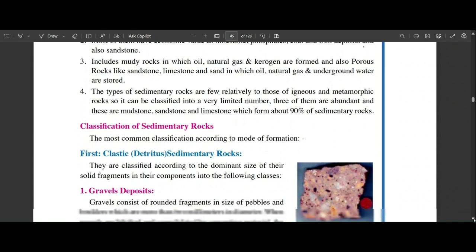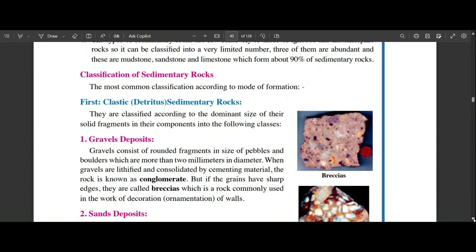Classification of sedimentary rocks. The most common classification is according to mode of formation. First, clastic detritus sedimentary rocks. They are classified according to the dominant size of their solid fragments into the following classes.